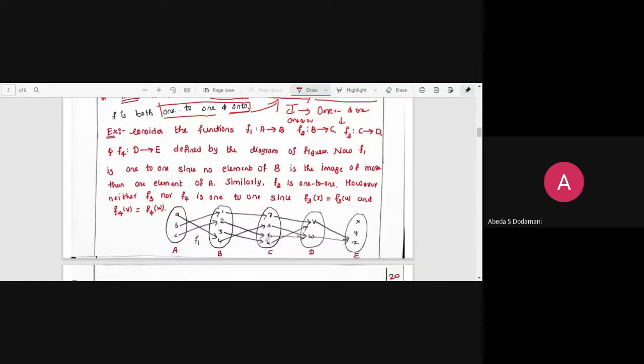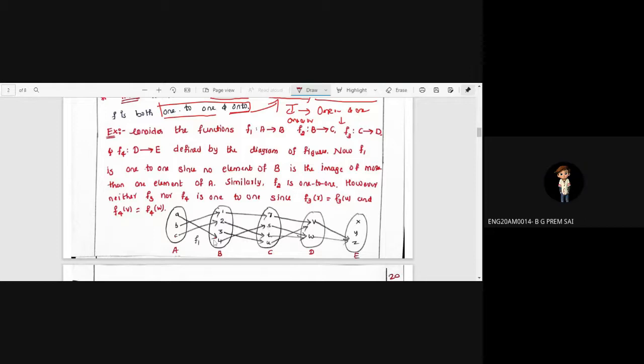Now let's see. There is a function they have given. Consider f1 from A to B, f2 from B to C, f3 from C to D, and f4 from D to E. I'm showing you all with the map, defined by the diagram. Now f1 is 1-1, since every element has a different image: A is going to 4, B is going to 1, and C is going to 2.